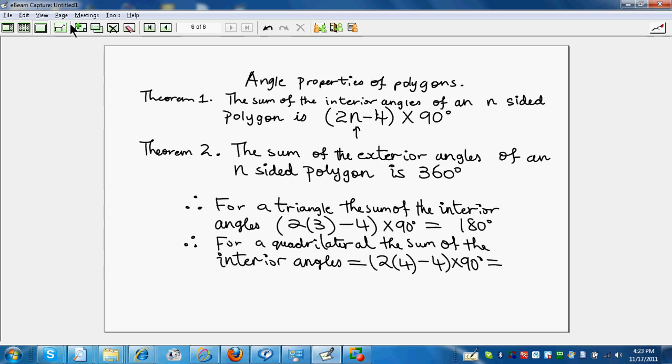And when we work that out, 2 by 4 is 8. 8 minus 4 is 4. 4 by 90, 360 degrees. So the sum of the internal angles of any quadrilateral, regardless of if it's a square, a rectangle, a rhombus, a parallelogram, a kite, a trapezium, all of them, when you add up the internal angles, they add up to 360 degrees.